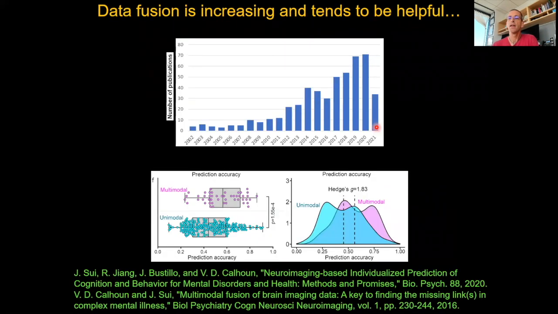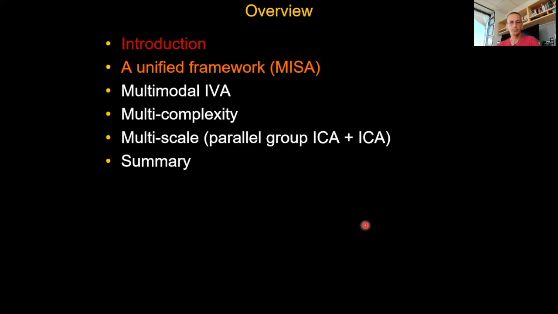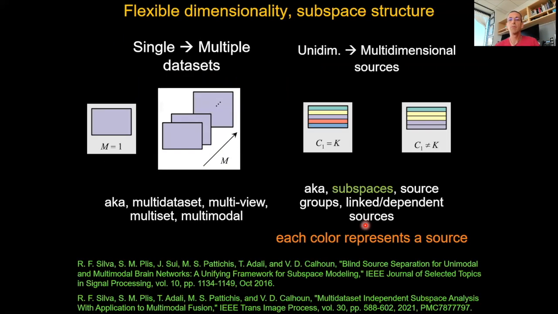Data fusion approaches are increasing, and it has been shown pretty consistently that it tends to be helpful both in increasing accuracy as well as revealing information that you can't see separately, right? So white matter patterns linked to functional patterns, for example. So I think there's a real need for a unified framework to facilitate comparison and implementation of models in the context of these large and more complex studies.